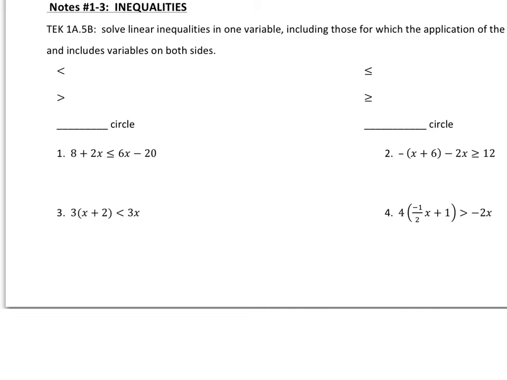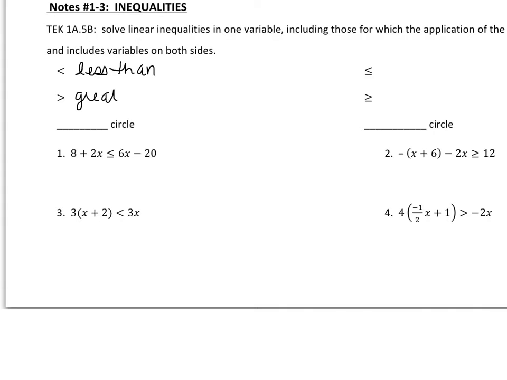So first of all, we need to understand what an inequality is. An inequality is anything that has a less than, greater than, less than or equal to, or greater than or equal to sign. So here they are listed right here, right out beside what each one is. This first one right here is a less than. The one underneath it is considered a greater than.